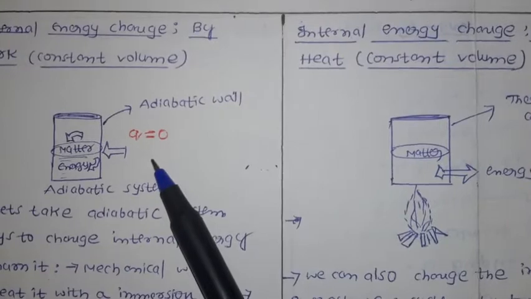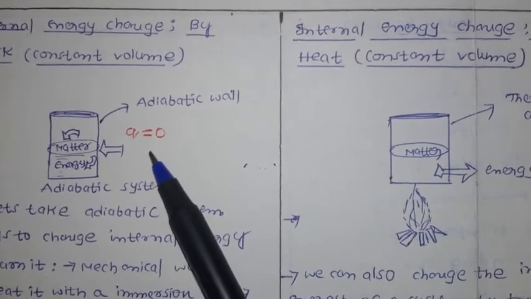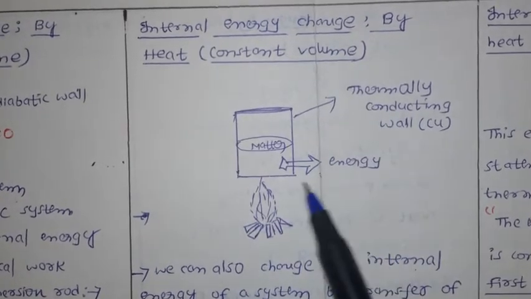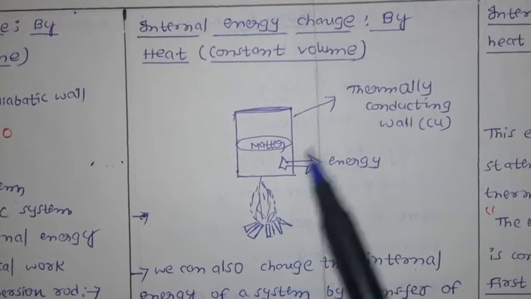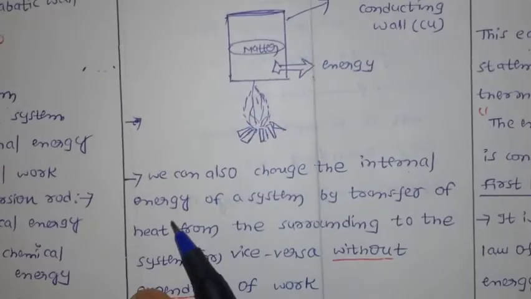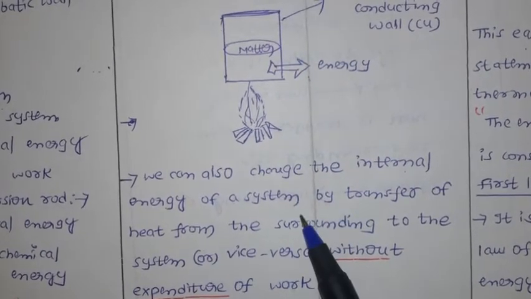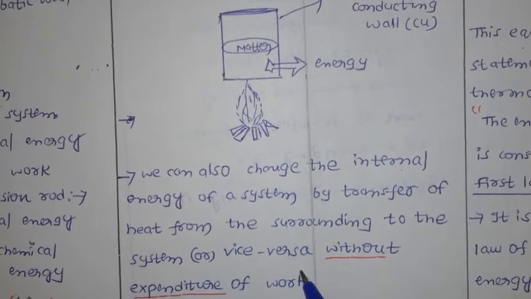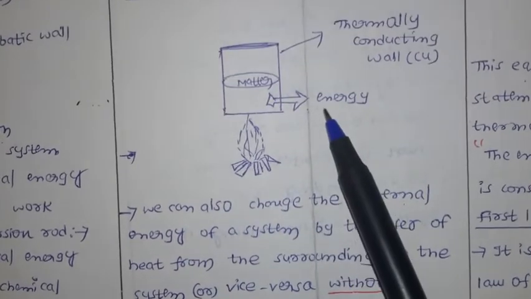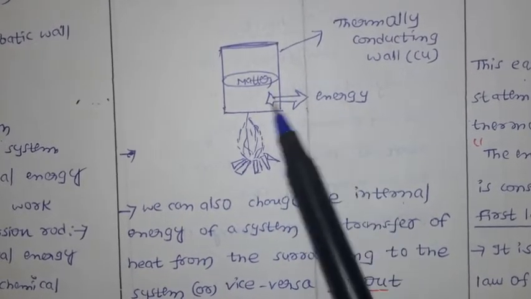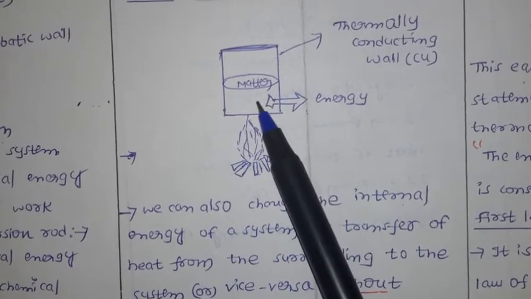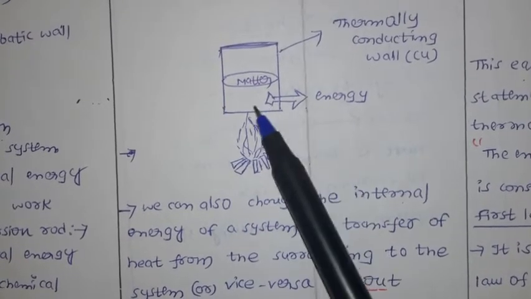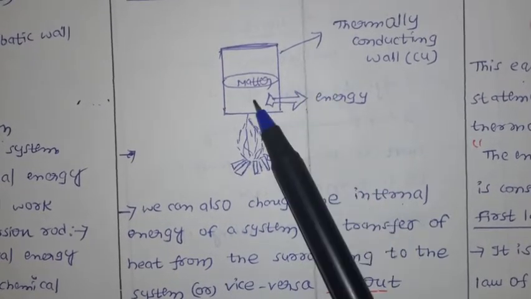In the first case there was no exchange of energy. But in the second case, we are going to change the internal energy, which means definitely there should be a passage of energy. So we are taking the thermally conducting wall here. We can also change the internal energy of a system by transfer of heat from the surrounding to the system, or vice versa, without expenditure of work. So heat goes from system to surrounding, or surrounding to system. This is the system and the remaining part is called the surrounding. So there may be heat exchange between the system and surrounding or surrounding and system.